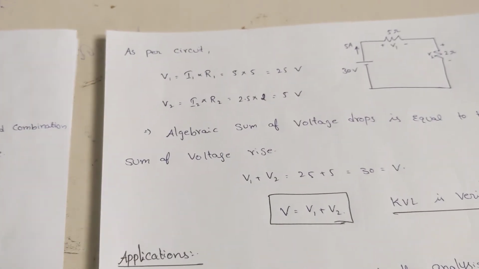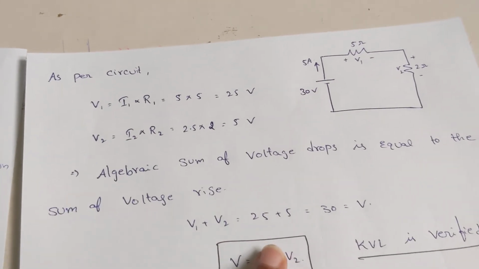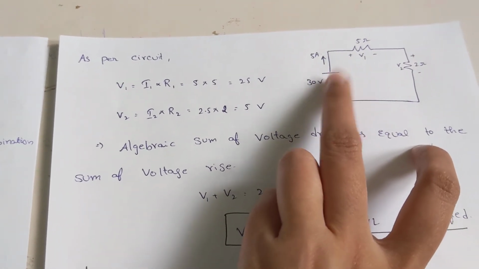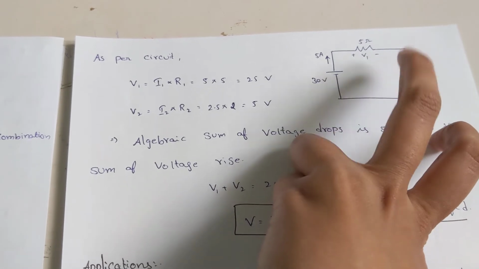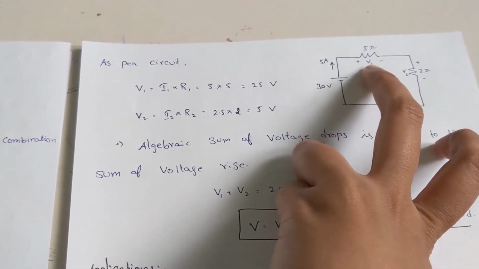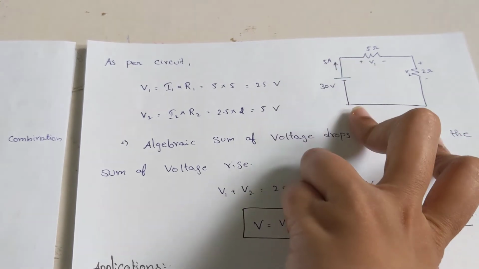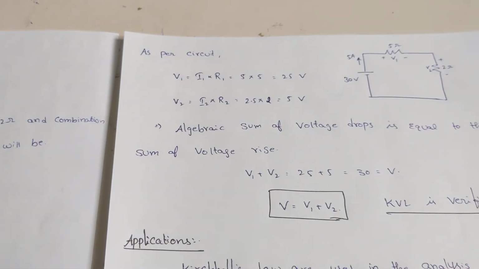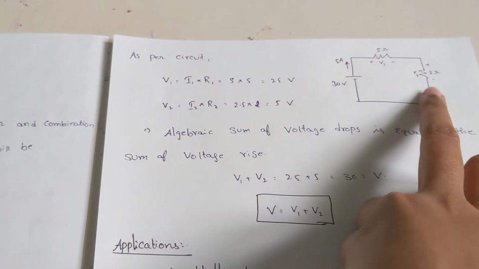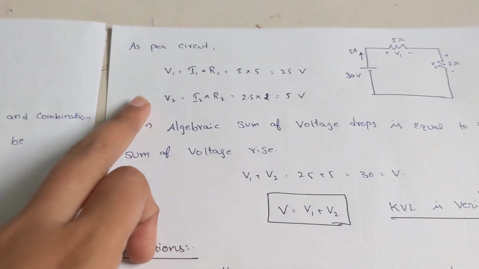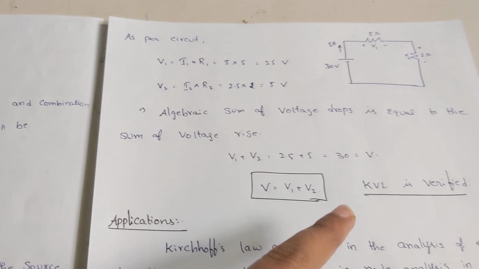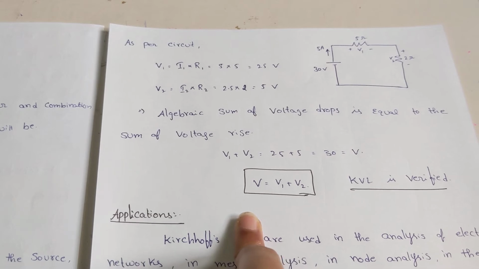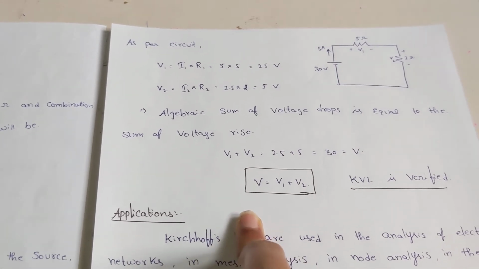To verify your KVL, one loop is more than enough with a source, because I need a source as the voltage rise, and these are the voltage drops. To find the voltage drops, I use Ohm's law, V equals IR. Here the current is 5 amperes, as we saw previously, and the current in the 2 ohm resistor is 2.5 amperes. So I find V1 and V2. When I add V1 and V2, I get 30, which is nothing but my applied voltage. So the applied voltage should equal the voltage drops: V equals V1 plus V2.